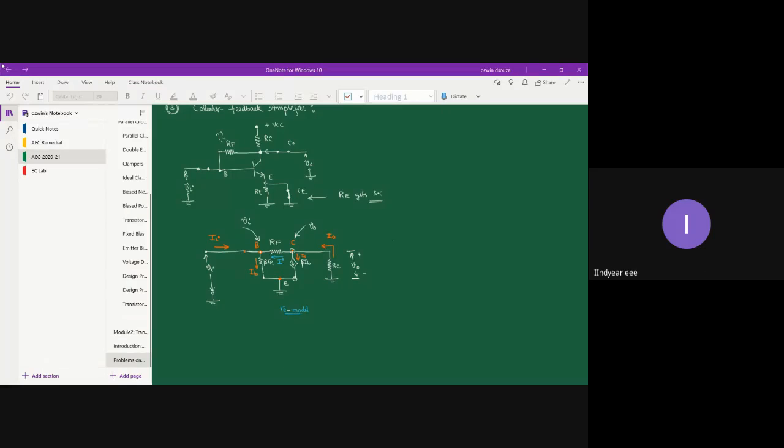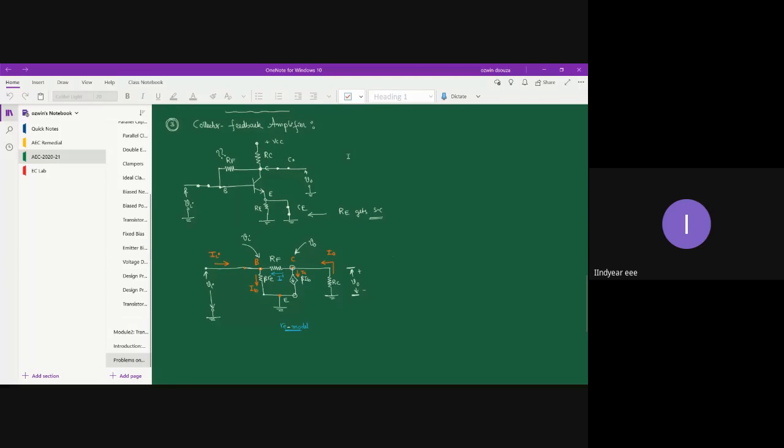So in the previous class, we started with the collector feedback amplifier, right? So this is the circuit of collector feedback amplifier. On the input side, as well as on the output side, you have two capacitors, Ci and C naught. Since we are going for AC analysis, we short-circuited Ci as well as the output coupling capacitor C naught, because for an AC signal, a capacitor behaves like a short circuit equivalent.